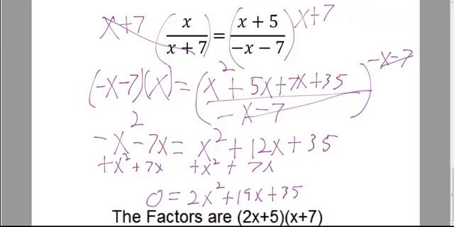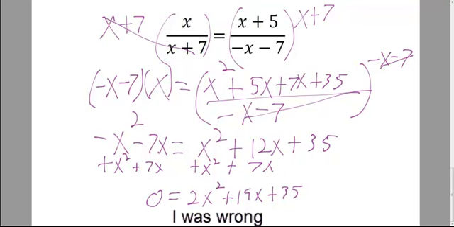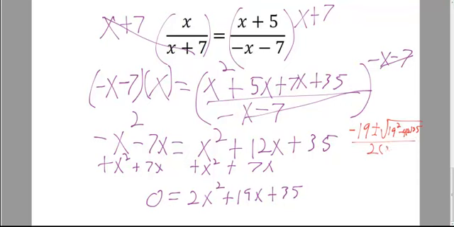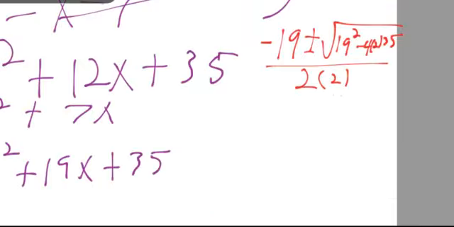And so I'm going to do that in a different color. Our quadratic formula will be negative b. So that's going to be negative 19 plus or minus the root of 19 squared minus 4ac, which is 35, divided by 2 times a. And we'll plug that into a calculator, and we'll get negative 2.5 for one of the answers, and we'll get negative 7 for the other answer.